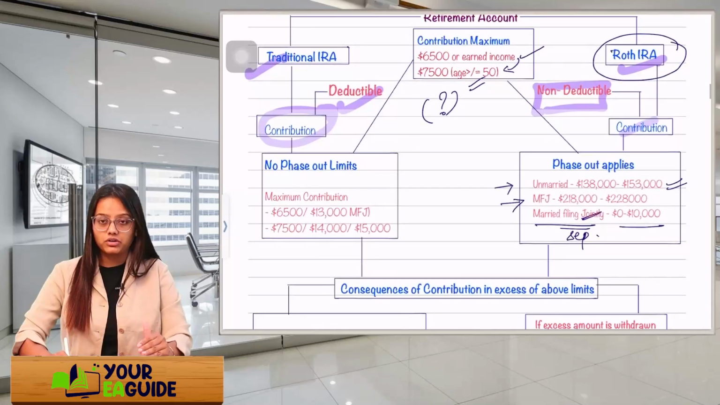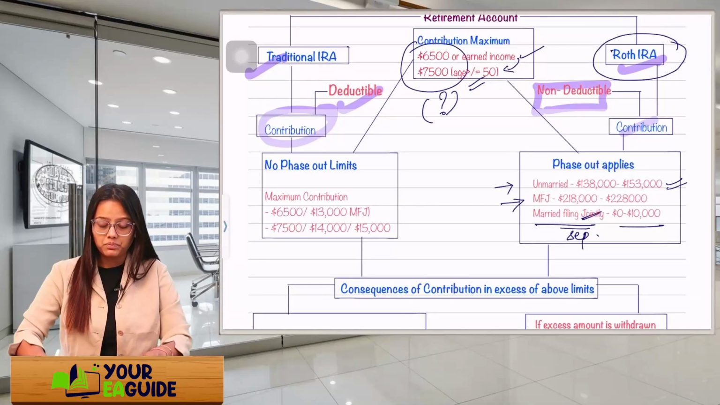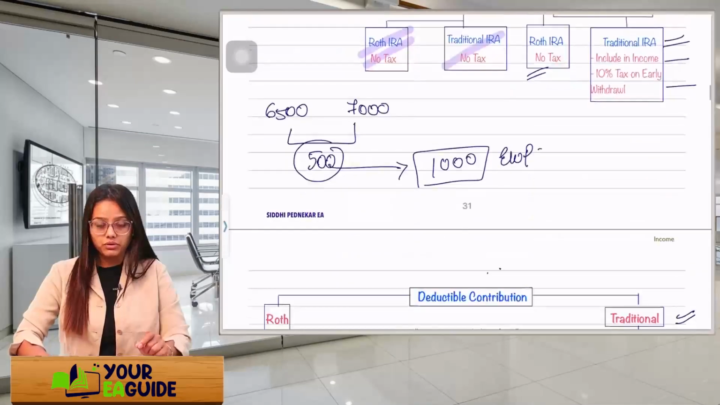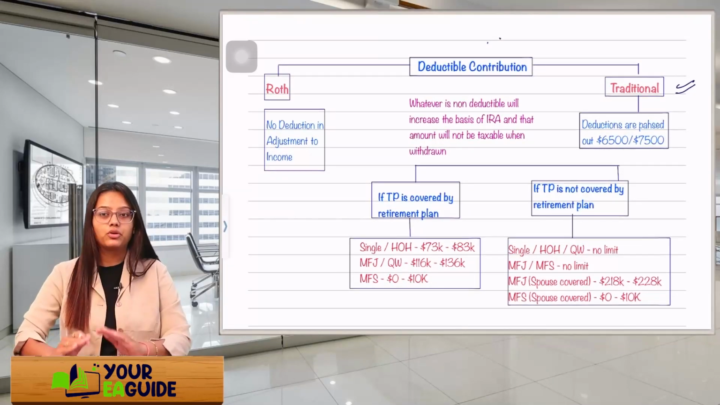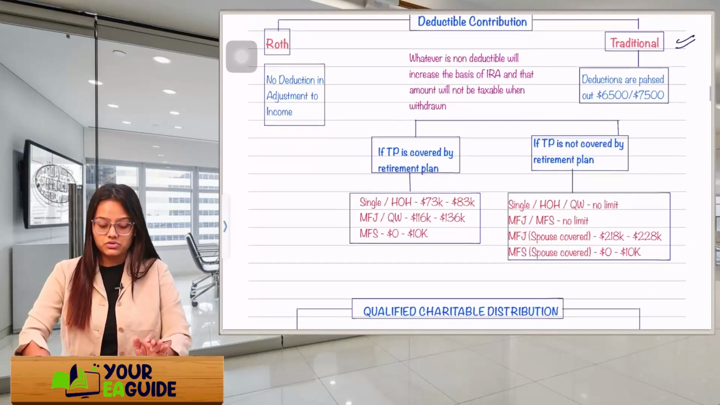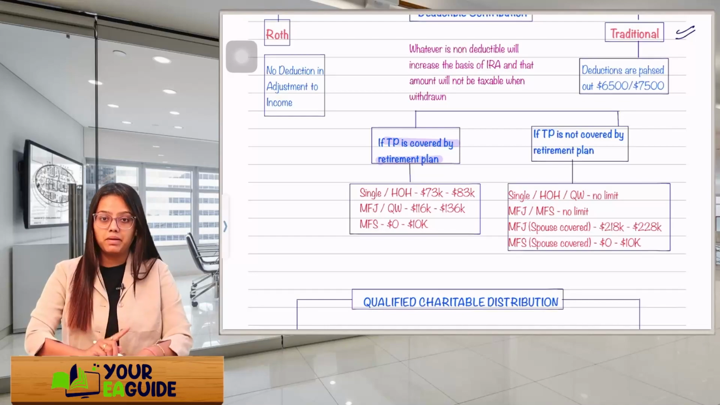Let's say you have contributed 6,500. There is no limit on contribution, right, for traditional IRA except for 6,500 and 7,500. So whatever you contribute into the traditional IRA, the whole amount is allowed as a deduction except for two scenarios. What are these two scenarios? Let's say a taxpayer is covered by a retirement plan.